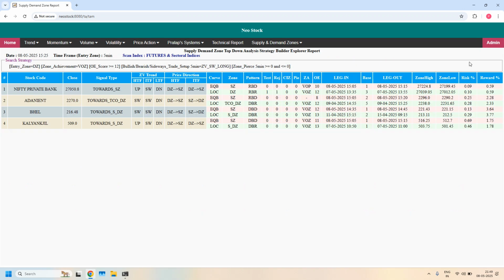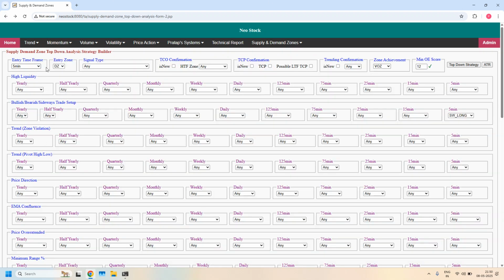With these filters, we got 4 stocks. Sideways long trade setup for the hourly income trade. Similarly, for short trade setup for hourly income trade, entry zone, supply zone. And here at 5 minutes, I am selecting sideways short. And remaining filters are the same, but this time they are applied to the 5 minute supply zone.